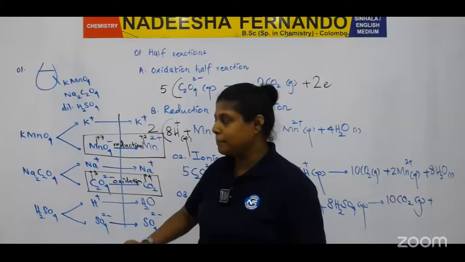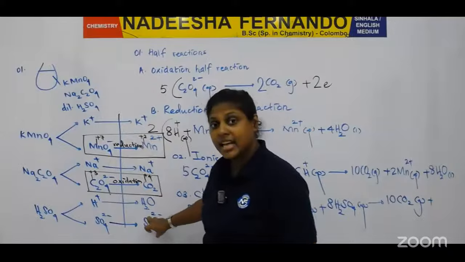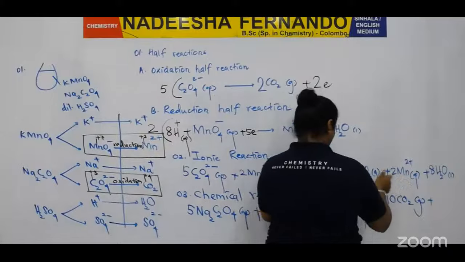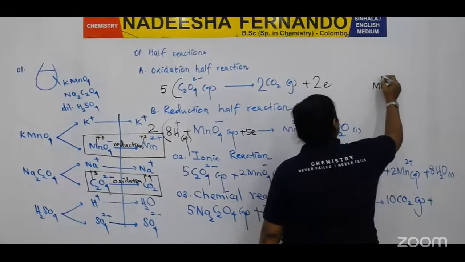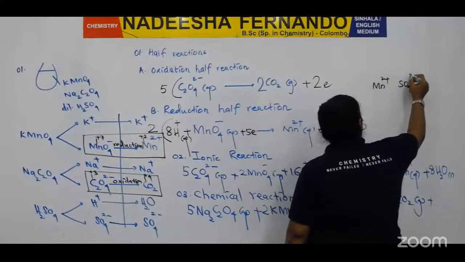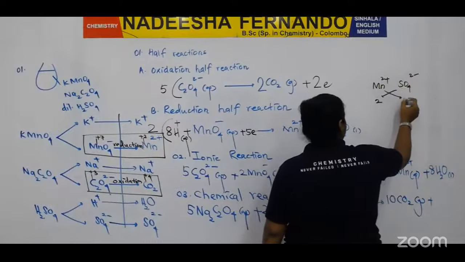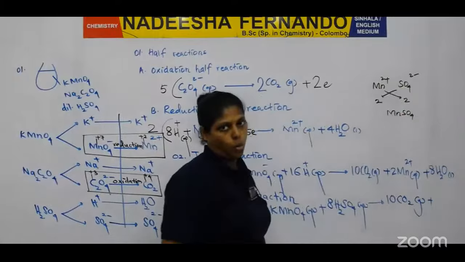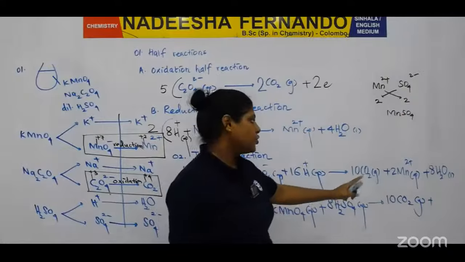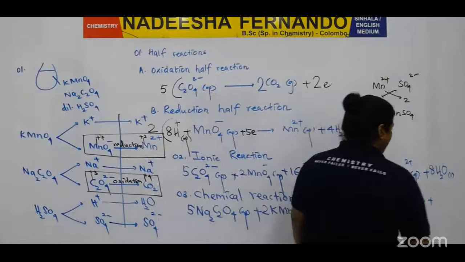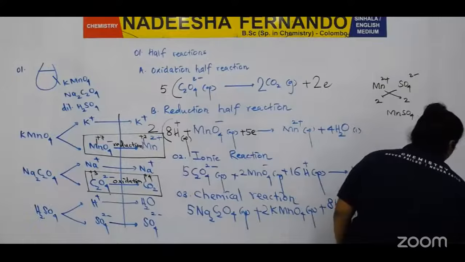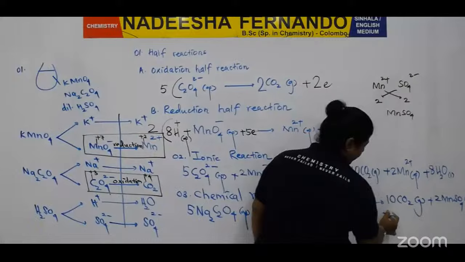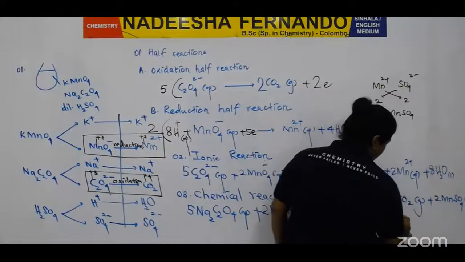Sulfate. So combine all cations with anion sulfate, then write as a compound. So Mn2+ and SO4 2-, exchange their valencies. Now we have MnSO4. So to get the 2 MnSO4, you need to add 2 MnSO4 plus 8 H2O.